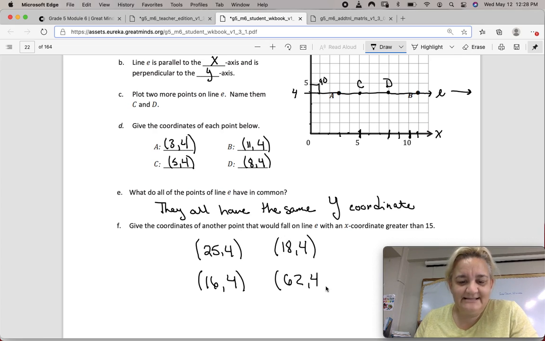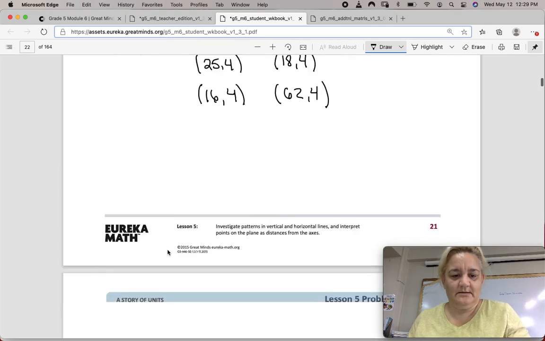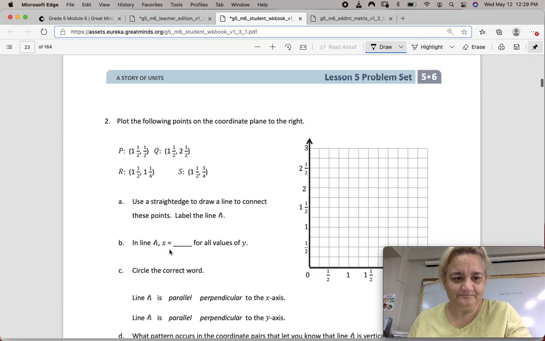So that x-coordinate can be any number we want, as long as the y-coordinate is still 4, because that's going to make it all along this line. It'll always be on that line. Okay, good. All right, let's try again.